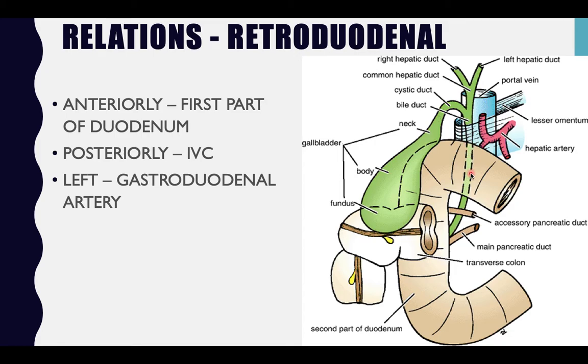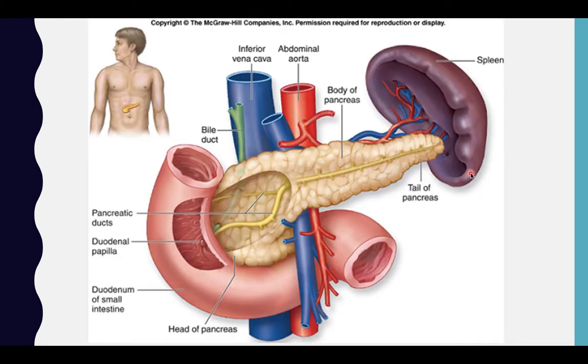We'll move to the next part, that is the infraduodenal part. Before that we can see the picture here. Here the first part of the duodenum is removed, so you can see the bile duct here. And the posterior relation you can see here, that is the inferior vena cava. Here is the common hepatic duct coming, and further it continues, and here it gives a branch called the gastroduodenal artery.